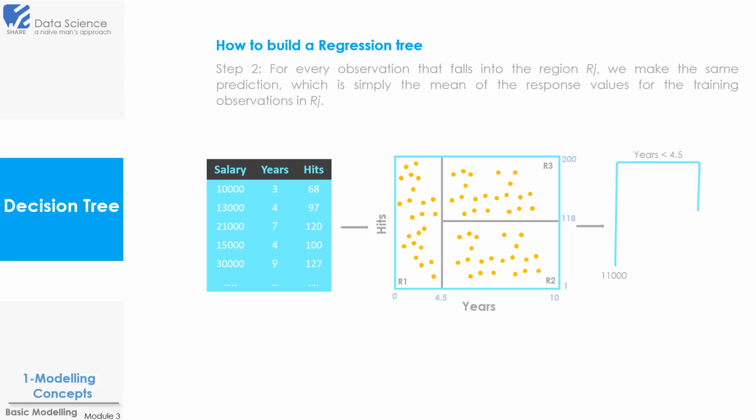First split is based on the variable years. The players who have played less than 4.5 years will get average salary of 11,000. And second split is based on the number of hits. So players who have hit less than 118 hits in last year will get 18,000 as an average salary. And the players who have hit more than 118 hits will get average salary as 24,000. Now these salaries are the average salaries of the respective regions. And any value falling in this region will be predicted to have these mean values. So that is how the tree is created. And then we use these trees to make the prediction.